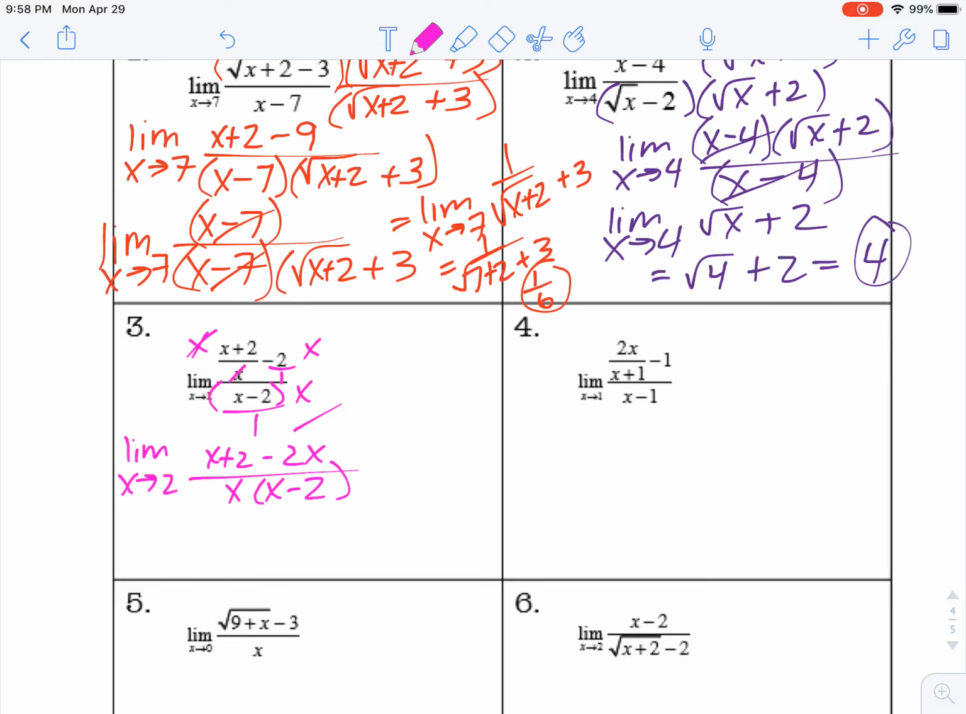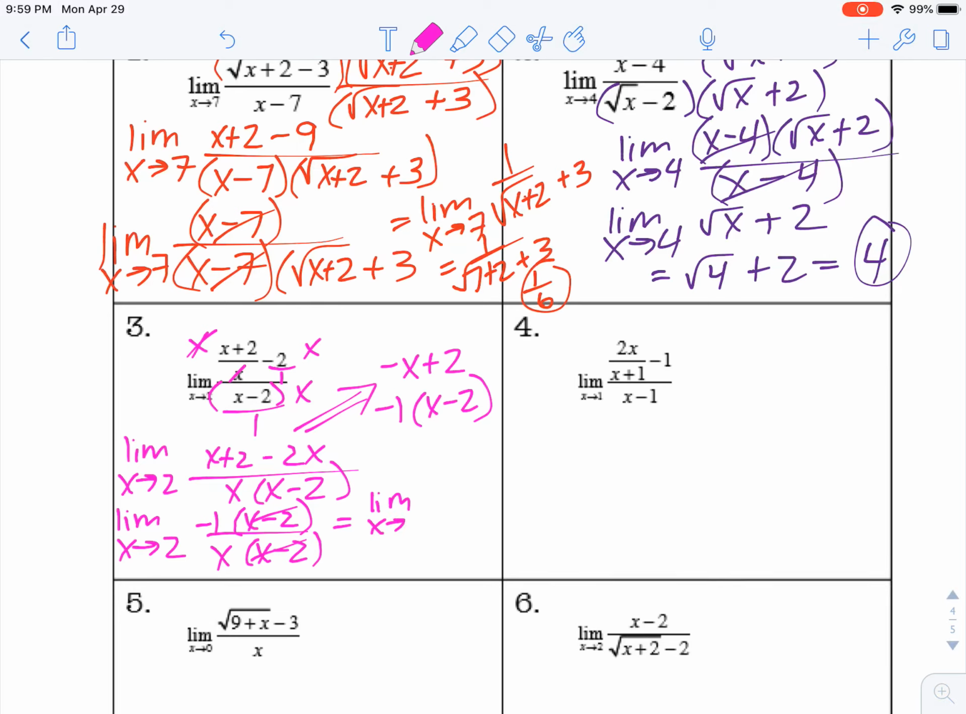Okay, so this numerator over here is negative x plus 2. I can actually write that as negative 1 times x minus 2. That would be the best way to write it out so we can see what cancels. So it's going to be negative 1 times x minus 2 over x times x minus 2. X minus 2's cancel. Limit as x approaches 2 of negative 1 over x. Now I'm going to direct sub, negative 1/2.